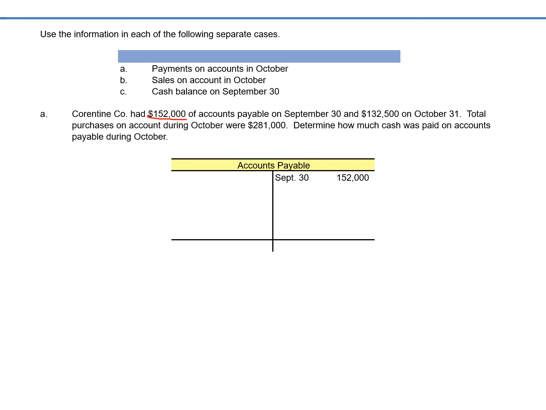And then they tell us the balance at the end of October was 132,500. So that also belongs on the right side of the equation. Total purchases on account during October were 281,000. So as they bought supplies or whatever it is that they purchased, instead of paying cash for those right away, they said bill me later. Well, just because they said bill me later and they bought them on account doesn't mean that they don't have to record that transaction now. It's just rather than recording the reduction in cash, they have an accounts payable instead.